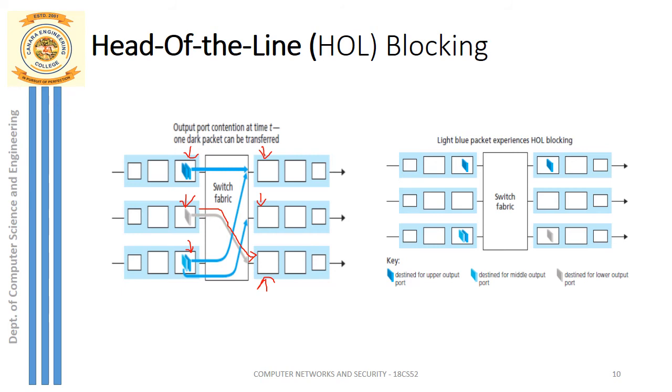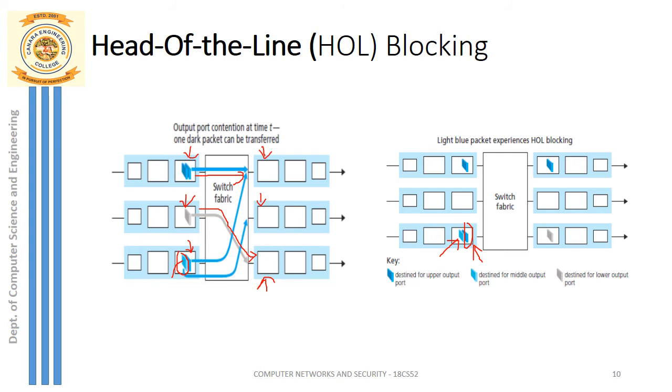But what is the case for this particular packet? That is the second packet of the third input port. Since one packet is transferring to the first output port, we cannot take one more packet to the same output port. So here we can say that this particular packet needs to wait. Since we are considering first come first serve basis, until this particular packet is transferred to the output port, we cannot transfer the second packet of the third input port.